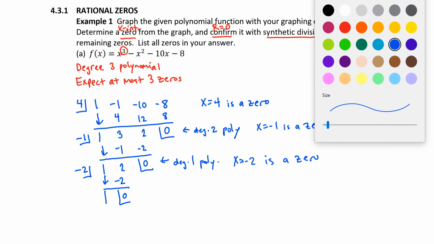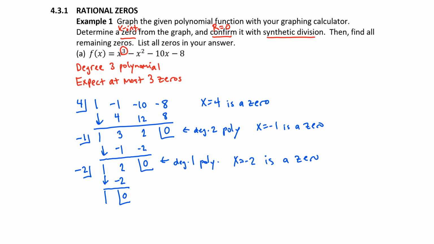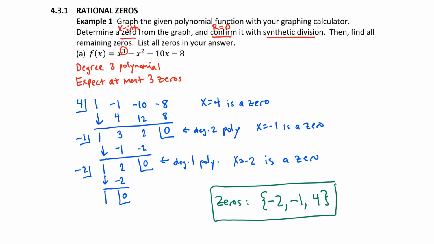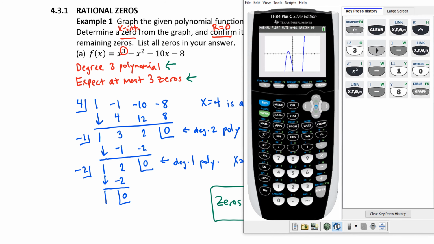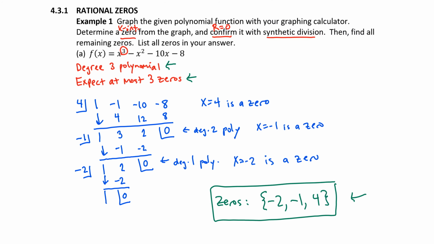So we can present our answer. We can say that the zeros of this polynomial in a set, and I'm going to order them least to greatest, negative 2, negative 1, and 4, are the zeros of this polynomial. Remember, we started with a degree 3 polynomial. We expected at most 3 zeros, and we obtained exactly 3 zeros. That means each of those zeros has multiplicity of 1. We can also confirm that by noticing that the graph crosses the x-axis at each one of those zeros. Remember, the graph crosses at a zero of odd multiplicity. So we just solved a degree 3 polynomial equation.